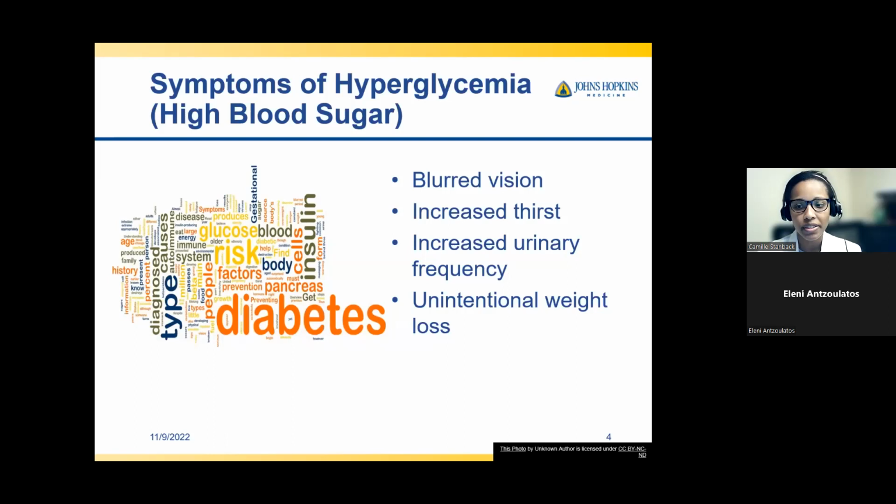So what are some of the symptoms of high blood sugar? While they can be asymptomatic, many individuals do have subtle symptoms that we subsequently realize were related to hyperglycemia. They can include blurred vision, increased thirst, increased urinary frequency, and unintentional weight loss.